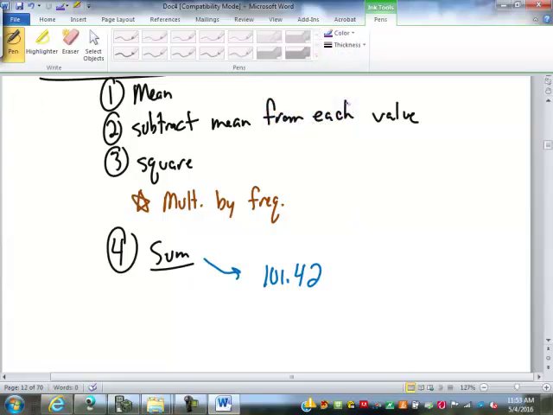Nope, that one down there. That one. Nope, the one you just had. There you go. That's the one. So we get our sum of 101.42. Now that's all 100 of those added up because we weighted them.